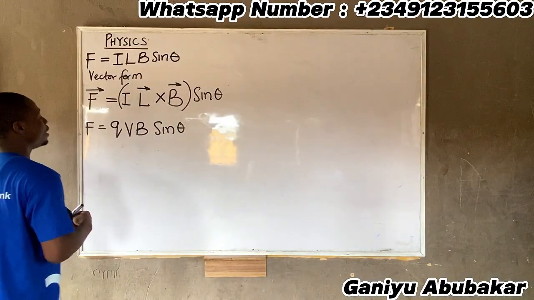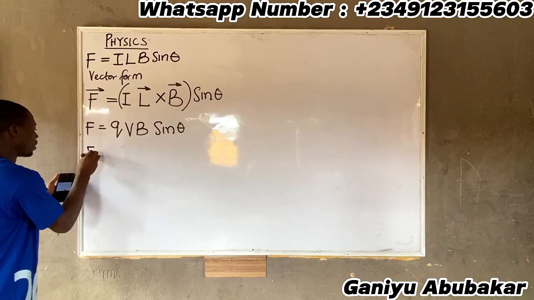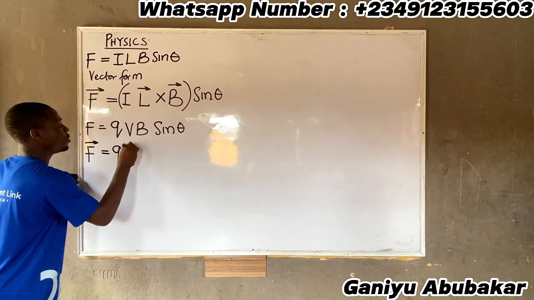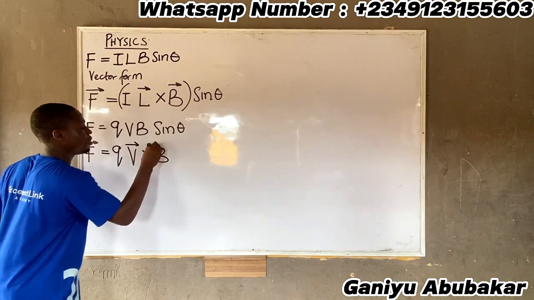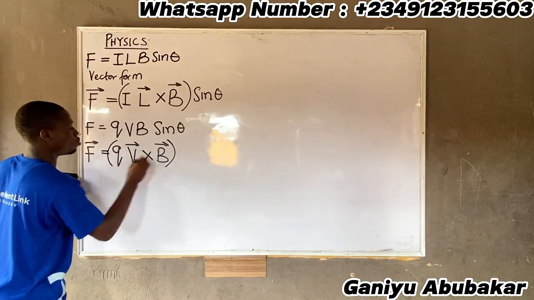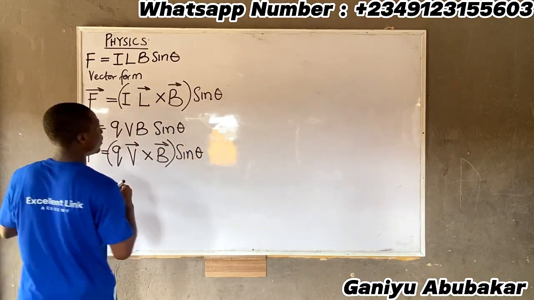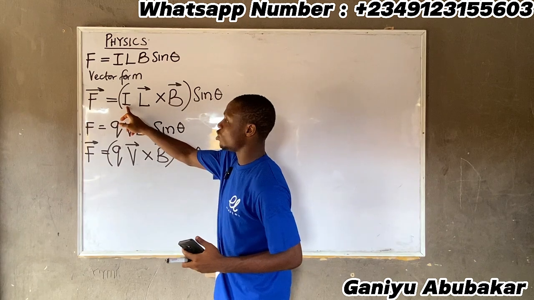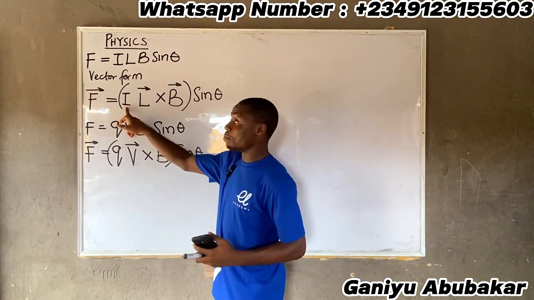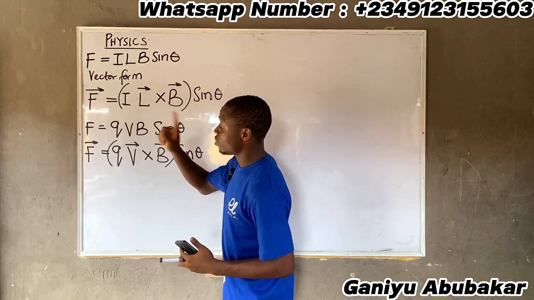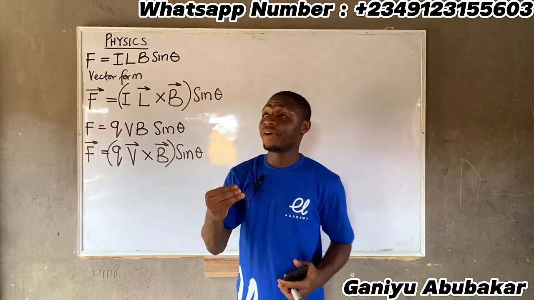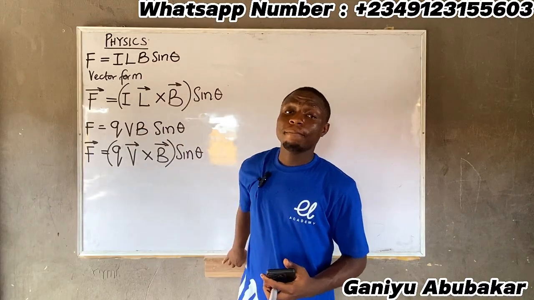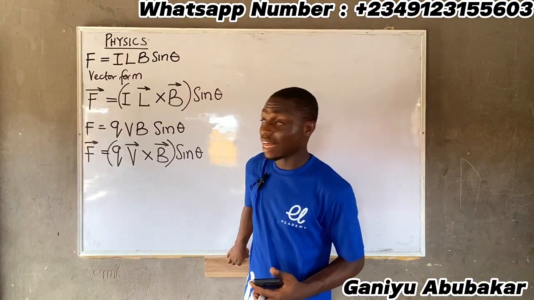This second formula in vectorial form is F equals Q, V cross B. If I want to, I can include sine theta. These are the two formulas we learned last class. I is your current in amperes, L is your length in meters, and B is your magnetic field, measured in Tesla.